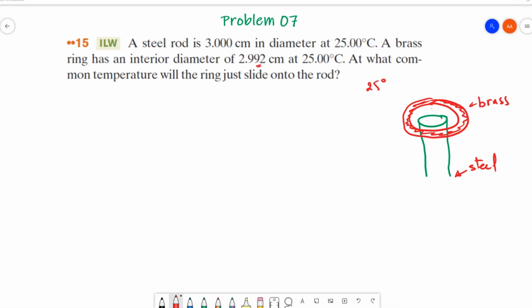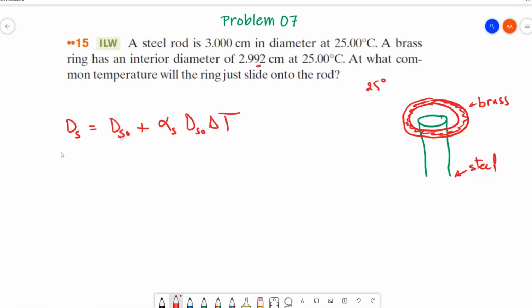Great. So all the characteristic distances of the object will increase when you increase the temperature. So I will work with the diameter. Let's say the diameter of the steel will be equal to the diameter of the steel at the beginning plus alpha of the steel times D S0 multiplied by delta T.